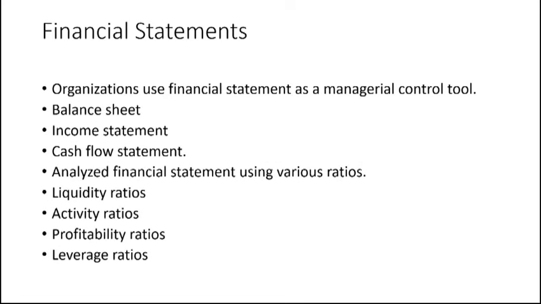Then the financial statement. This is also important, with the federal government also involved in monitoring financial statements. So the organization uses financial statements as a managerial control tool also. You have your balance sheet, income statement, and cash flow statement. You also have equity, but I don't want to use that here. These are used to analyze the company situation. And we also use various ratios: liquidity ratios, activity ratios, profitability ratios, leverage ratios.